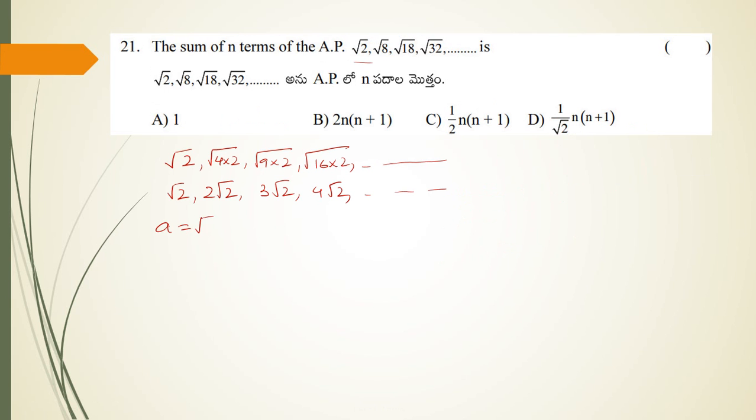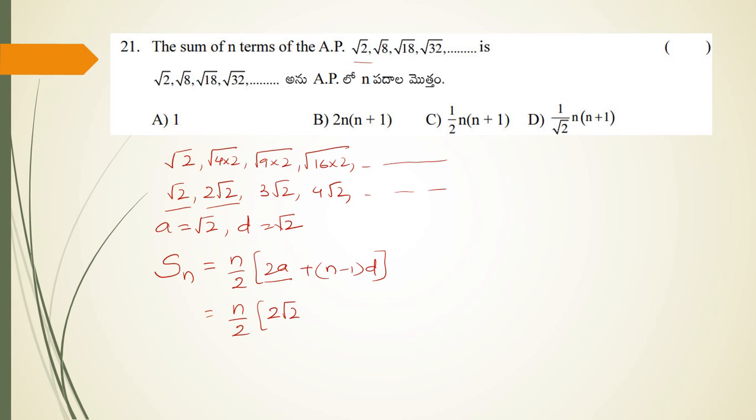So clearly, what is the first term? The first term is root 2. What is the common difference? 2 root 2 minus root 2 is again root 2. So the first term is root 2, and the common difference is also root 2. Now what did he ask? The sum of n terms. So what is the formula for Sn? Sn is equal to n by 2 into 2a plus n minus 1 into d. Now when I substitute these values, n by 2 into 2a, so 2a is nothing but 2 root 2 plus n minus 1 into root 2.